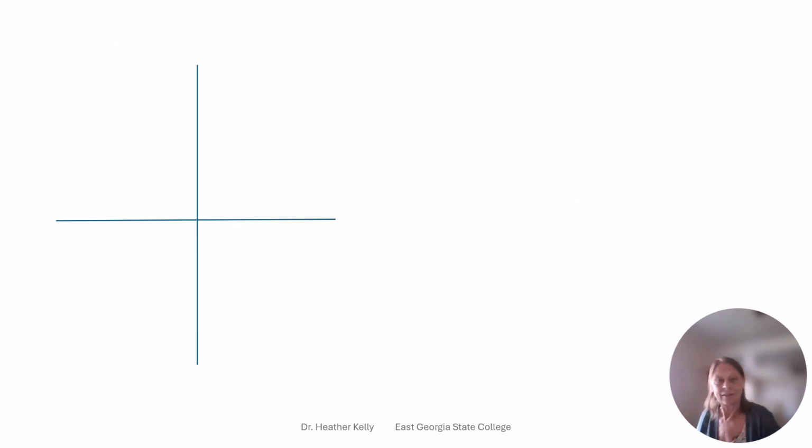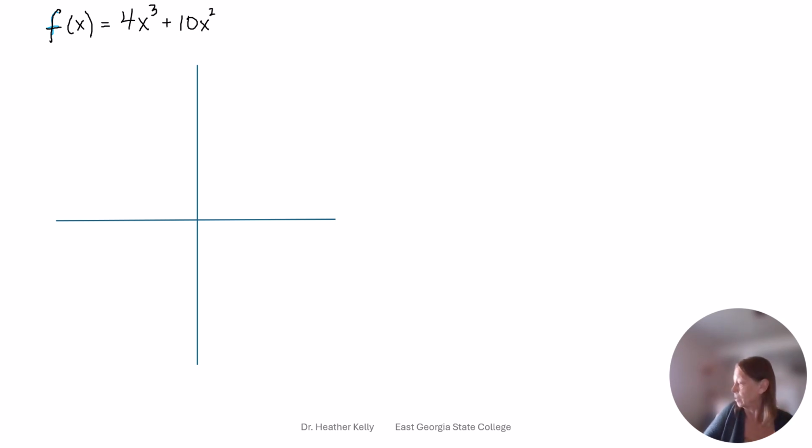Okay. Let's do another one here. Like I said in one of my other lecture videos, I like to give lots and lots of examples. So f of x is equal to 4x cubed plus 10x squared minus 4x minus 10. Okay, so we need to graph this, and it is already 4 pieces. So let's factor it.